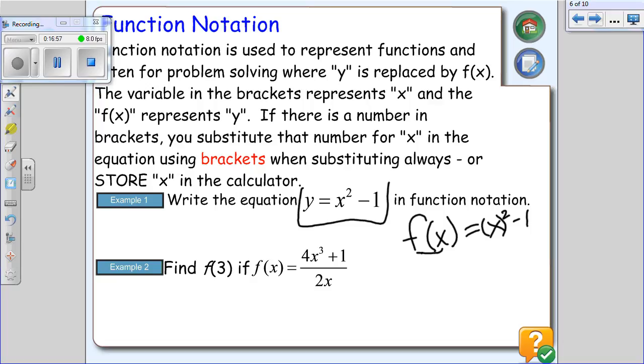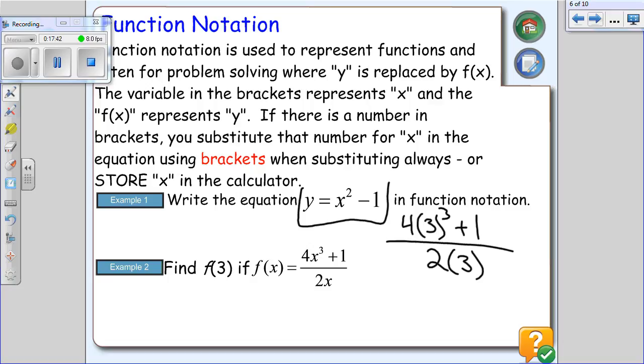So if you look at example 2, it says find f of 3 if f of x is equal to this equation. That's when you use your brackets. You guys are pretty good at this stuff because I saw you do it on your test already. You take that 3 and you sub it in anywhere you see an x. So it will become 4 times 3 cubed plus 1, all divided by 2 times 3. That's when you use brackets, and it is important that you use brackets there.